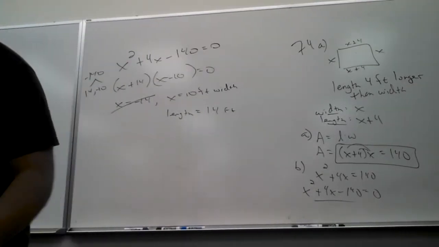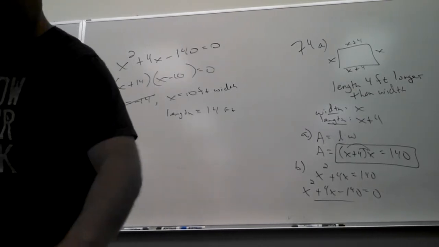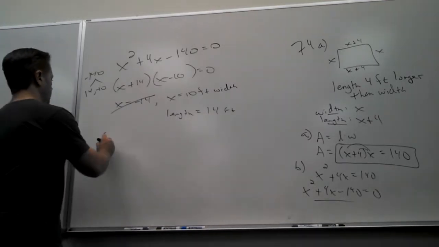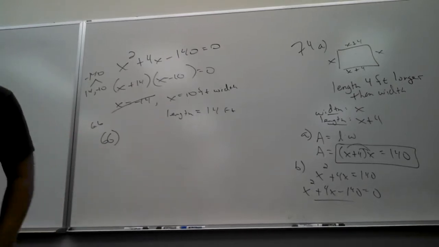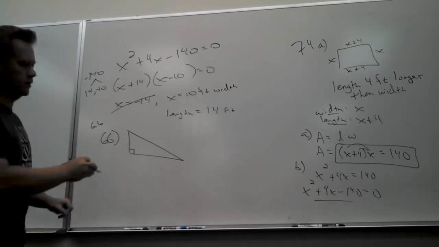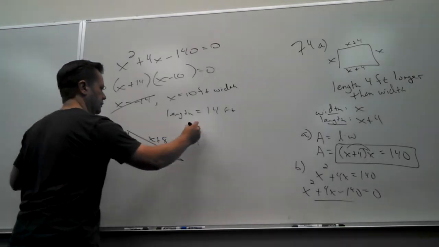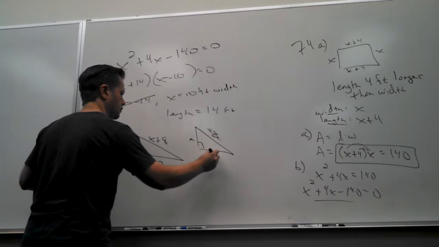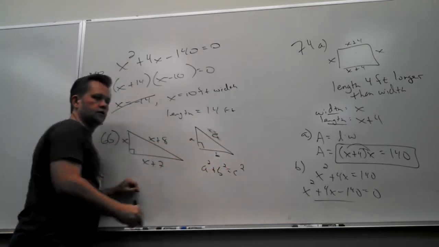Okay. Anything else from homework? Number 66, still in 6-6. Yeah, so they give you this. But in general, what is it about a right triangle's sides? As long as the biggest one is C, A squared plus B squared equals C squared.